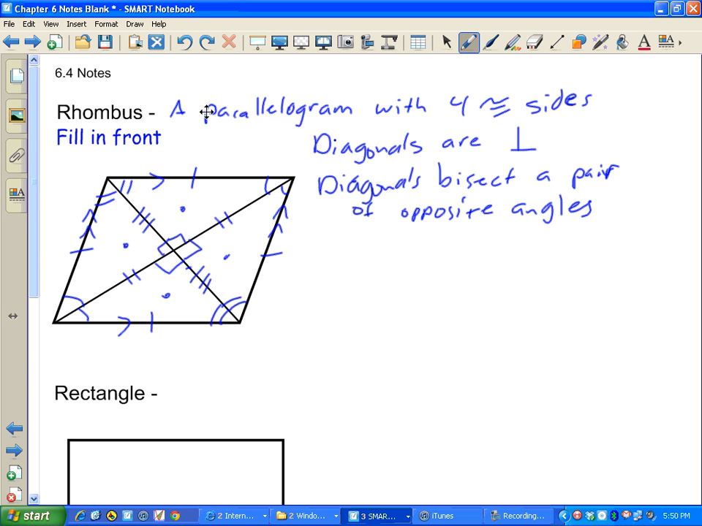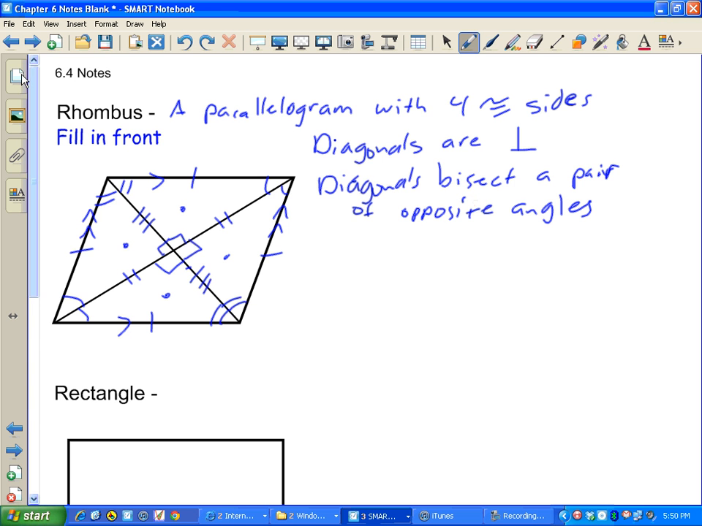Okay, and it turns out that all 3 of these are biconditional statements. Okay, so if we have a parallelogram with 4 congruent sides, then it's a rhombus. That means if we have a rhombus, it's a parallelogram with 4 congruent sides. So these are actually ways to prove that you have a rhombus also. So you have to start with parallelogram for each one of these. Okay, if you prove something's a parallelogram and then you prove that the diagonals are perpendicular, then you can say it's a rhombus, which would give you all these other properties.